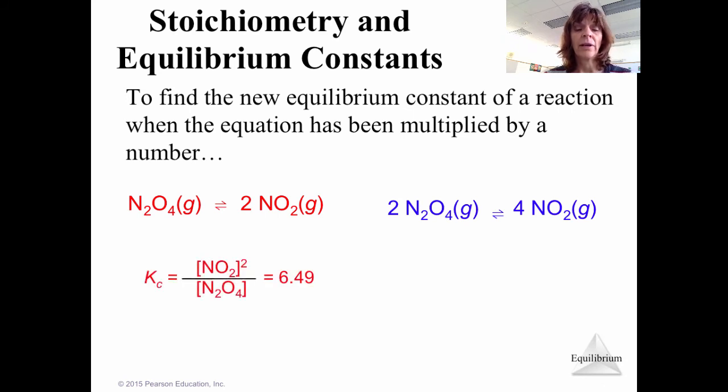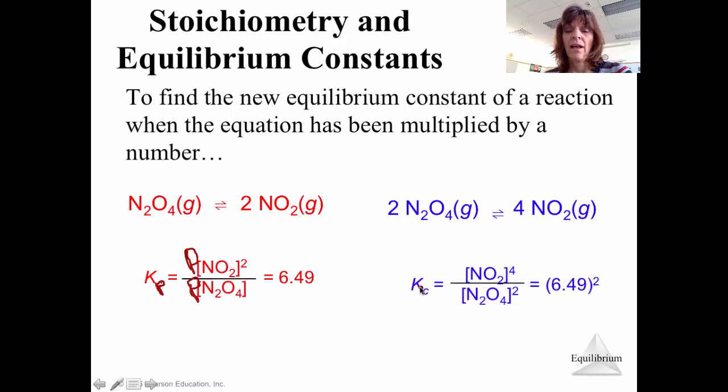So if you write the first one as, actually that should be Kp, sorry. These should be pressures. The pressure of NO2 squared divided by the pressure of N2O4 is 6.49. And the pressure of NO2 to the fourth divided by the pressure of N2O4 to the second will give you 6.49 squared. Because the exponents are squared, your answer is going to end up being squared.